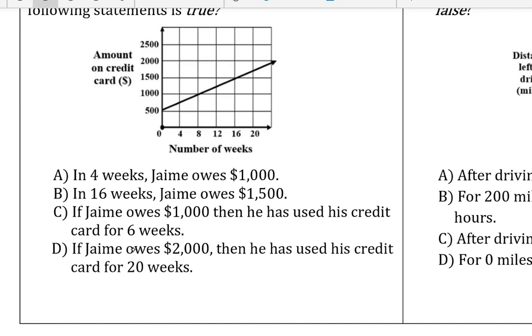If Jamie owes over 1,000, then he has used his credit card for 6 weeks. So 6 over 1,000, no. If he owes over 2,000, he's used it for 20. No. So the only one of these that's even close is in 16 weeks he owes $1,500, right? Oh, my bad, I read that wrong. Yeah, so in 16 weeks he owes $1,500. That's the only one of those that makes sense.